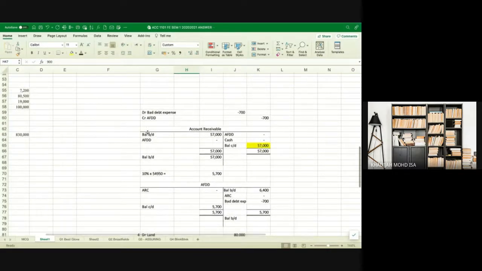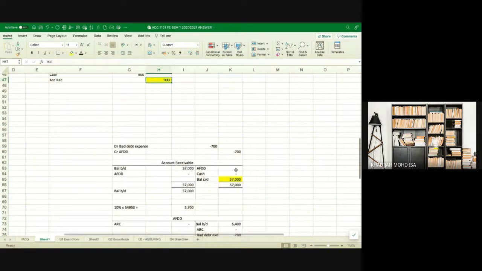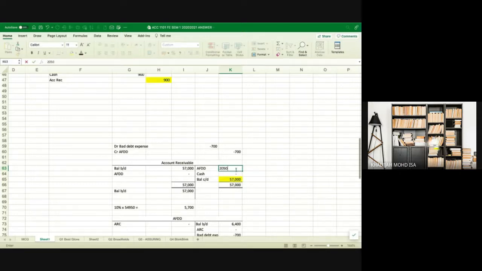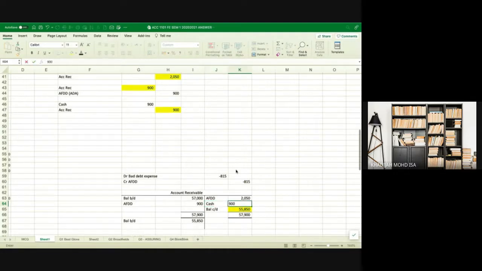But here it's not shown. I will put it here. I think it should be 2,050 here, right? 2,050. And then another one, you have 900, and then you have 900 here. So the balance will be 54,950, right?